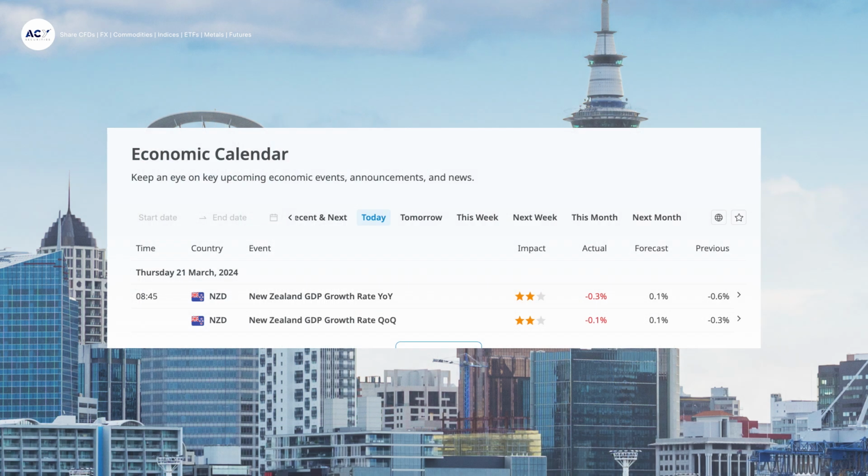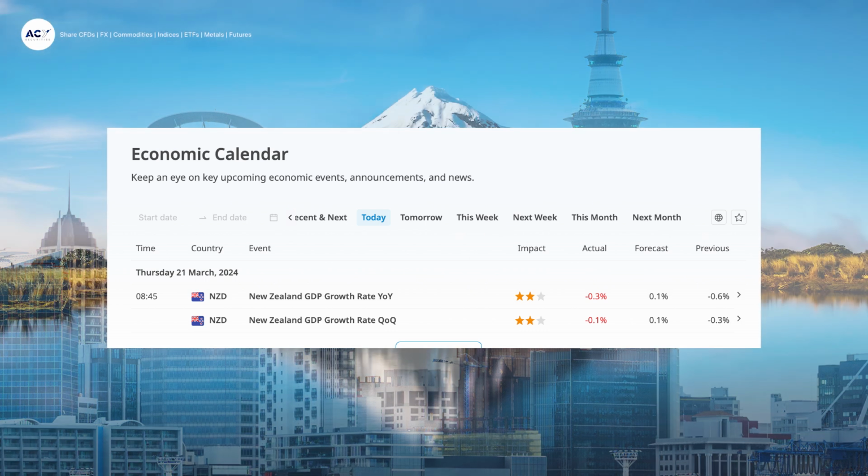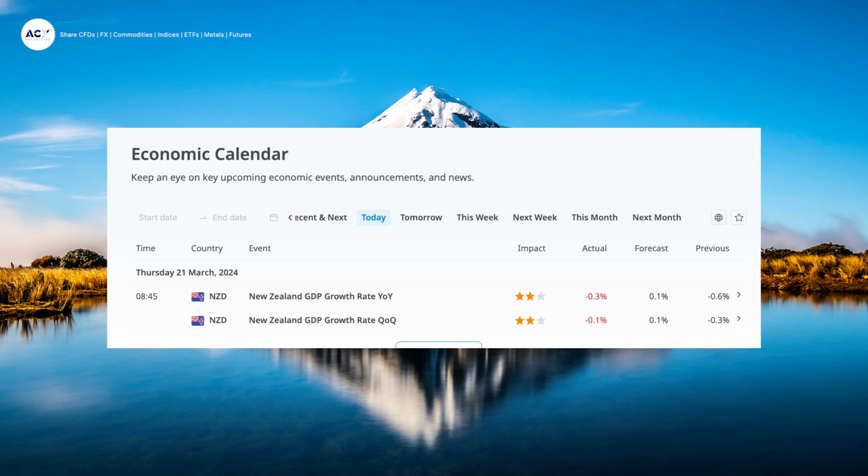So be there. Now, I want to talk about 2 things: New Zealand getting into a technical recession, as well as the US FOMC. As you can see on this screen, this morning at 8:45 we had the New Zealand GDP growth rate, year over year and quarter over quarter. The year over year came in at negative 0.3%. The consensus was positive 0.1%, and the previous was negative 0.6%, from 2 years ago, 2022. The quarter over quarter came in at negative 0.1%, the expected was positive 0.1%, and the previous quarter was negative 0.3%.